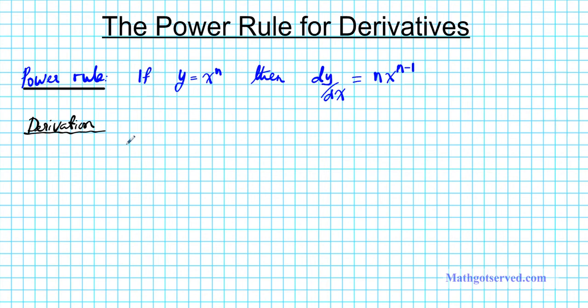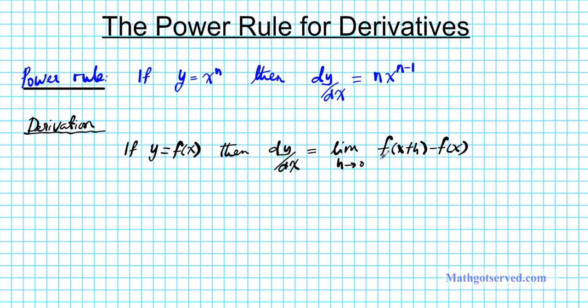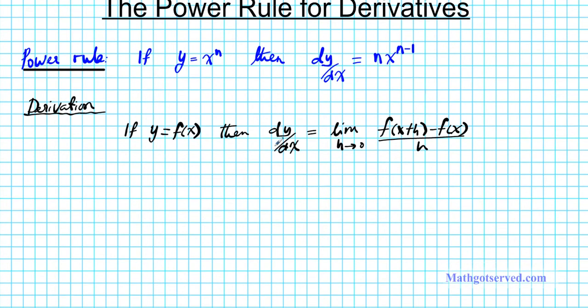If y is equal to f of x, then we know that the derivative dy/dx is equal to the limit as h approaches 0 of f of x plus h minus f of x, over h. This is the limit definition of derivatives. Now we're going to apply this limit definition to the power rule, to this situation right here, and see if we can end up with this as our derivative.